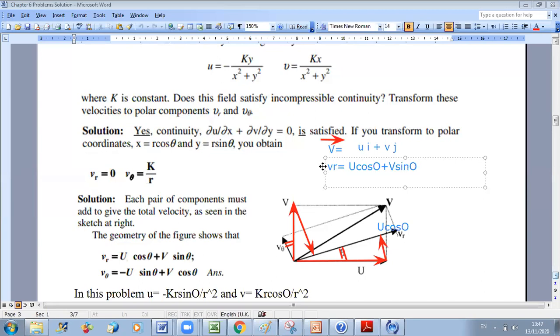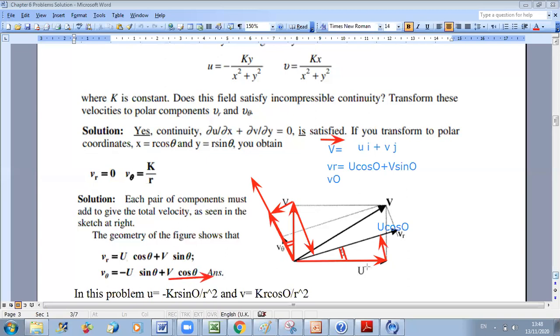Okay, now I will do the same approach for V theta. If I look at my figure, U theta makes with V an angle of theta. So when I want to project V on U theta, I should do plus V cosine theta. Here, this is the direction of U theta. If you project V on U theta, you get this vector. The magnitude is V times cosine of this angle. So this is why it's V cosine theta here.